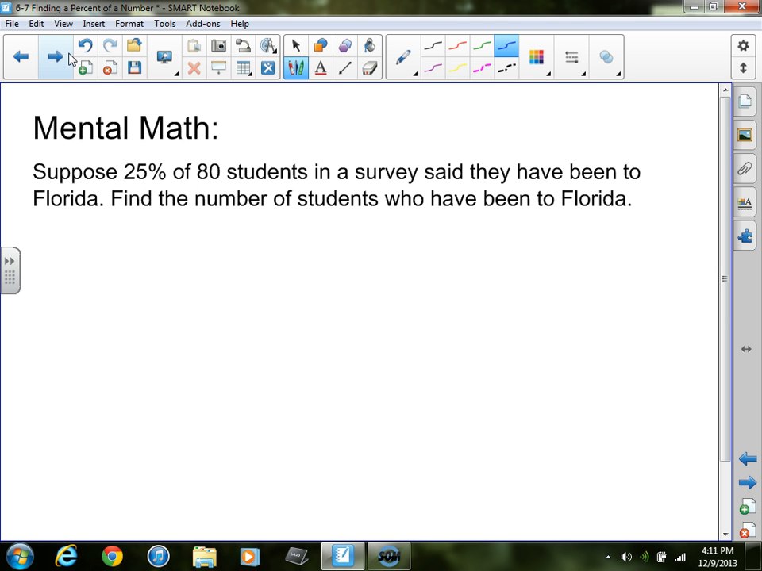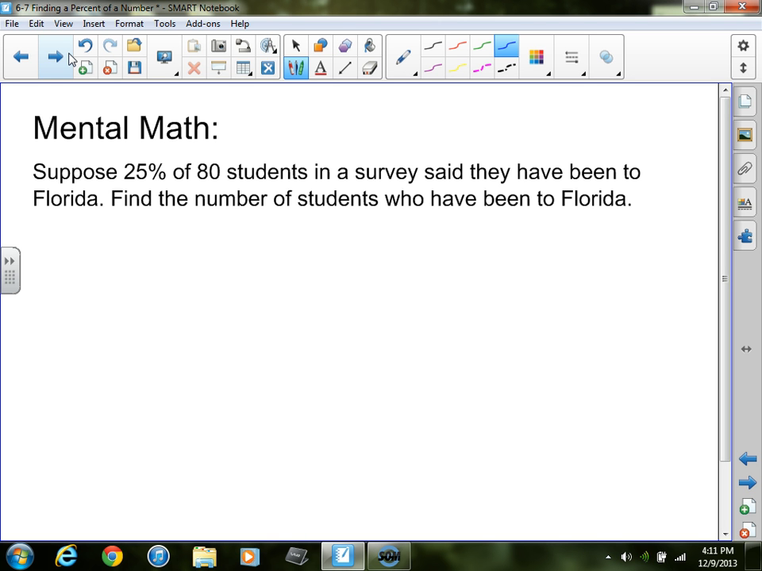Now, there's another way to do this. We could use mental math in some cases, but not all. Suppose 25% of 80 students in a survey said they have been to Florida. Find the number of students who have been to Florida.